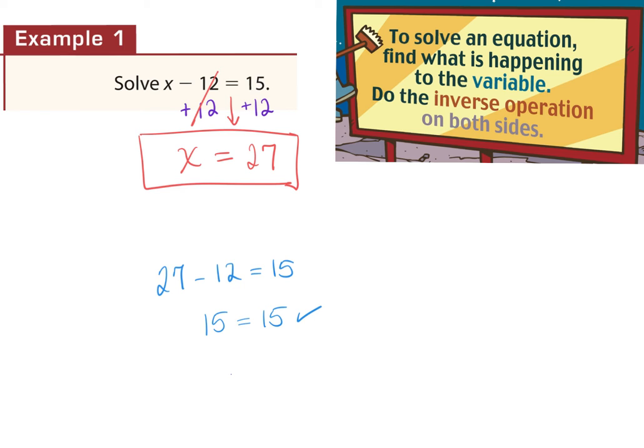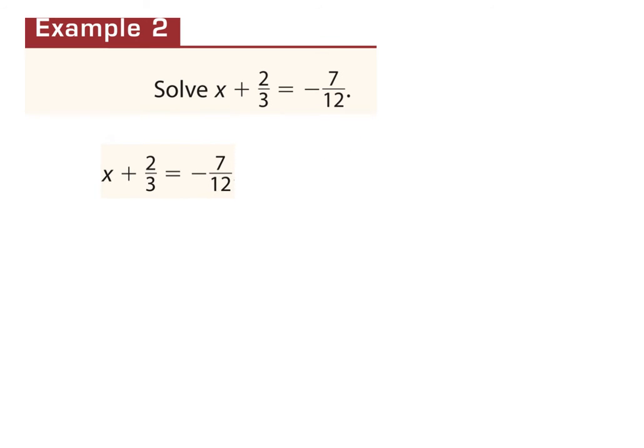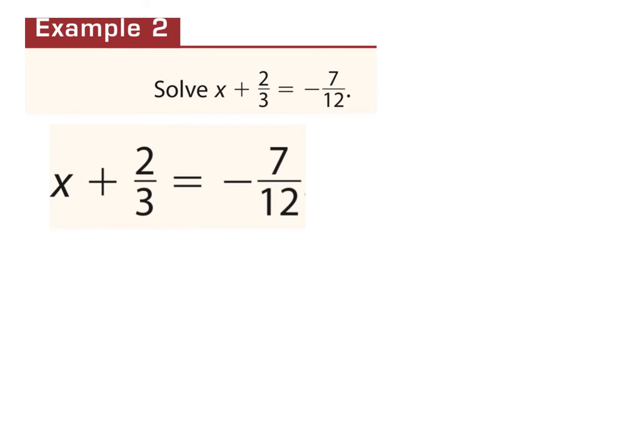All right, so given the variable, you should be able to tell me if that answer is a solution by getting a true statement. All right, we start out with x plus 2/3 equals negative 7/12. We're going to do the same thing here. This is addition, so we're going to do the inverse, which is subtraction. If we subtract here, we need to subtract from this side.